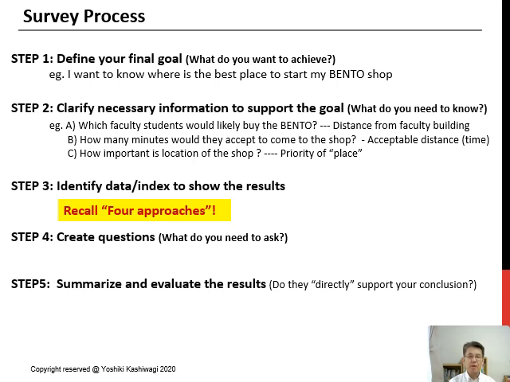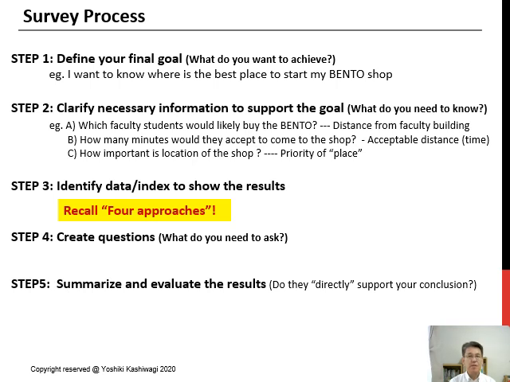For example, here is an example. I want to know where is the best place to start my bento lunch shop at a campus. In step 2, in order to achieve your goal, in order to know the answer of what you want to know or what you want to achieve, you need to clarify what information is necessary to support your goal. The question you should ask yourself is, what do you need to know?